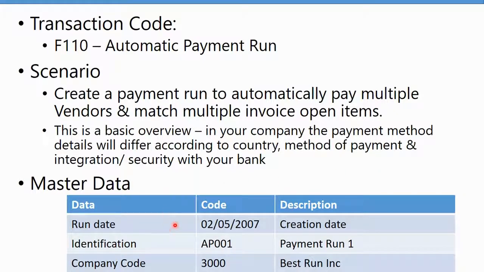So the master data, we will create a run date, which is really a creation date for the payment run. It's not really a posting date. It's just a date to identify the payment run. We'll come up with an identification code, also for identification purposes only. We will use company code 3000, and the payment method we will demonstrate here is payment method A for ACH, which in the US is a domestic electronic bank transfer. And we're going to pick these two vendors. There's a lot of test data in the system that is really old, so by only using these two vendors, it'll make it clearer to illustrate how the payment run works. So let's jump into the SAP transaction.